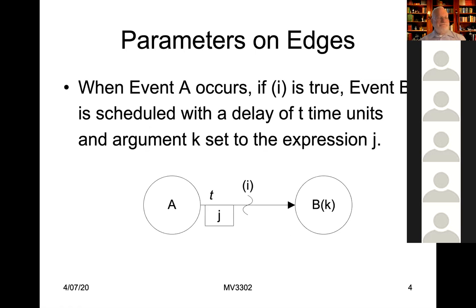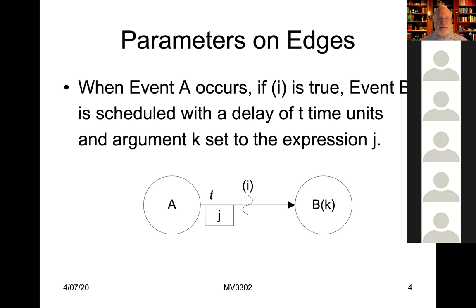Okay, the second addition to our methodology, and as far as events go, this is actually the final one, has to do with parameters on edges. So if you have noticed the analogy between events and how they're implemented is that each event is represented as a method in SimKit. Now, if you carry that analogy a little bit further, you know that methods can have arguments. And how do we invoke a method with arguments? Well, we invoke it by passing a parameter, and that parameter is some expression.